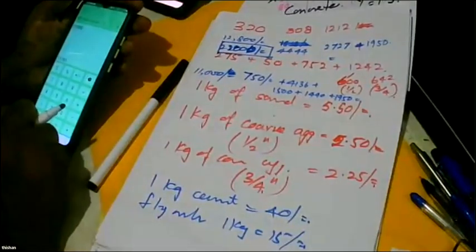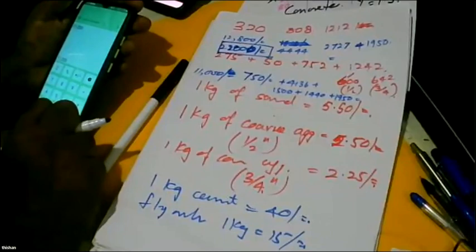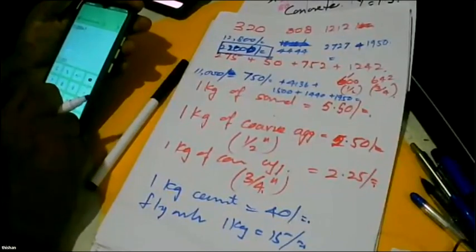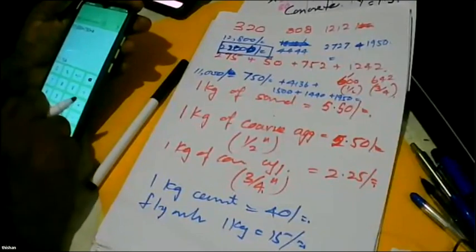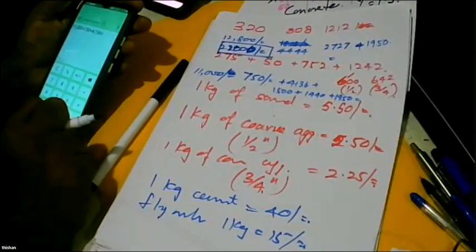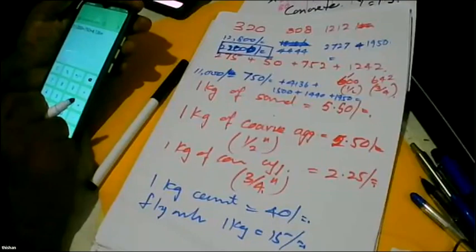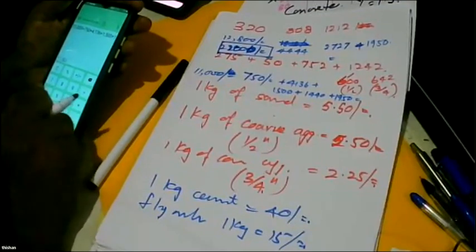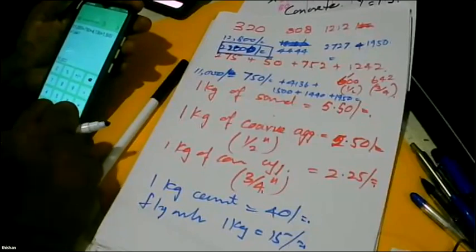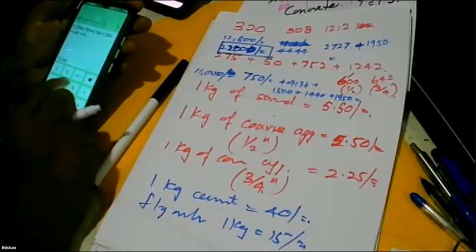11,000 plus 750 plus 4136 plus 1500 plus 1440 plus 1950.